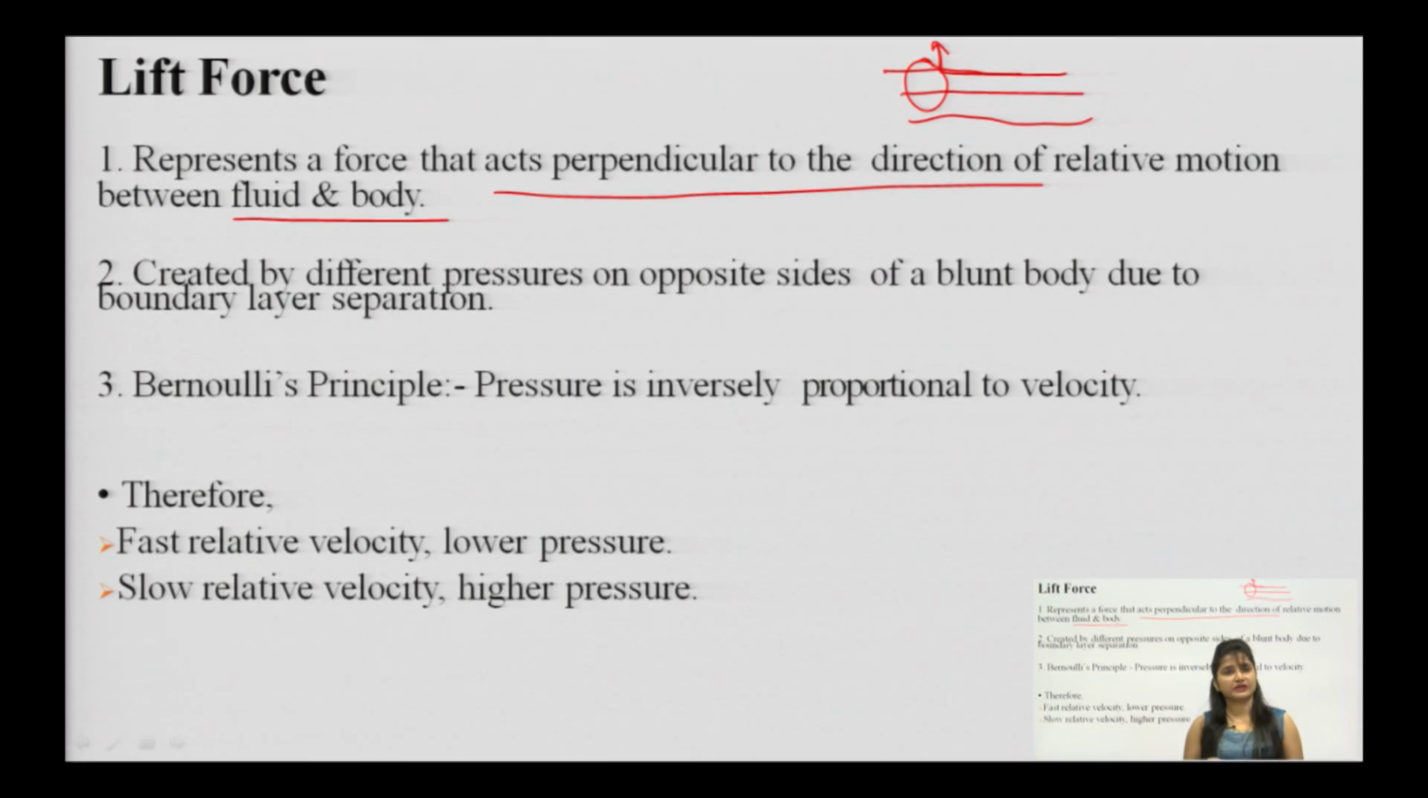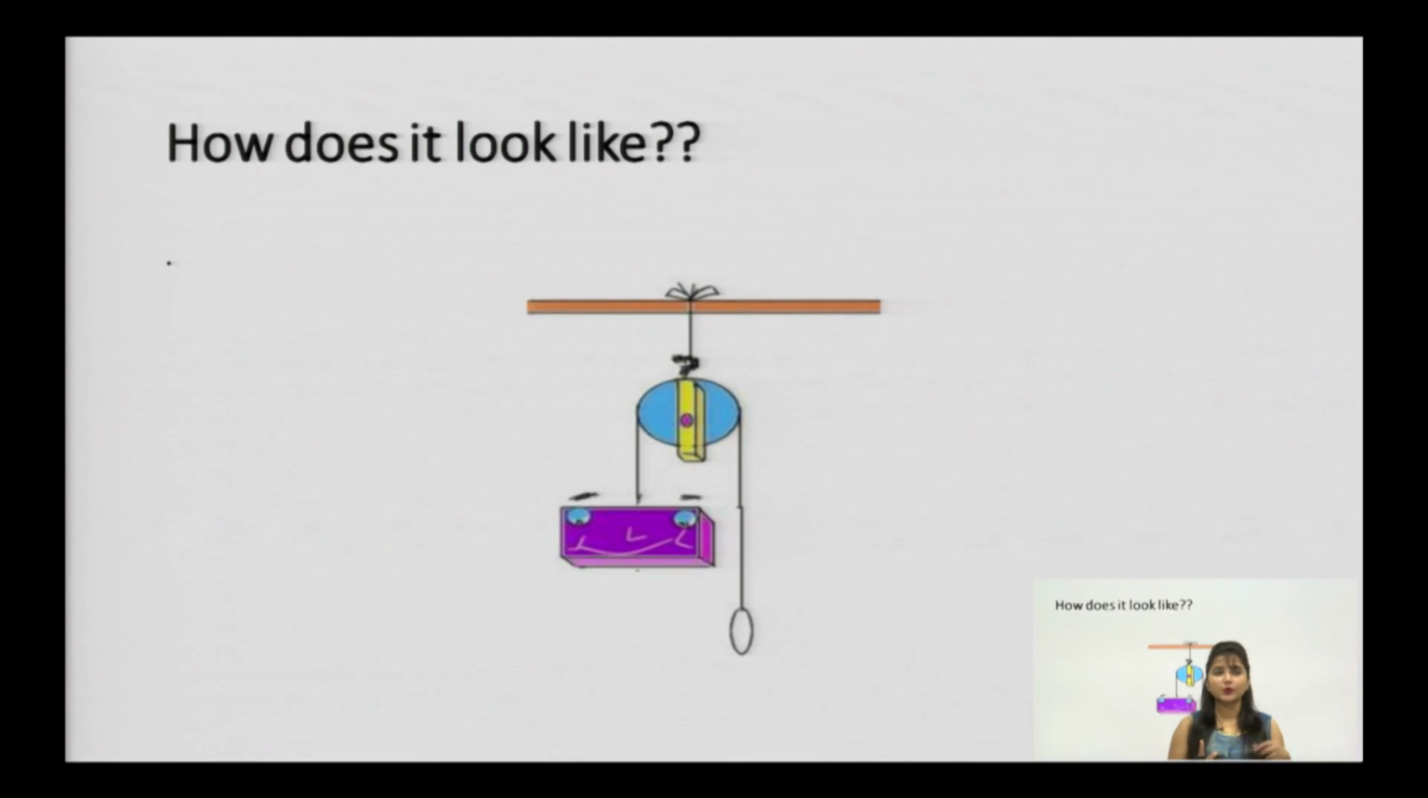Now, we will be discussing what is a blunt body and what is a streamlined body once we finish with this introduction portion. Bernoulli's equation states that pressure is inversely related to velocity. Therefore, fast relative velocity will tend to have lower pressure, while slow relative velocity will have higher pressure. This is how the lift force looks like. It acts perpendicular, and you can just visualize it.